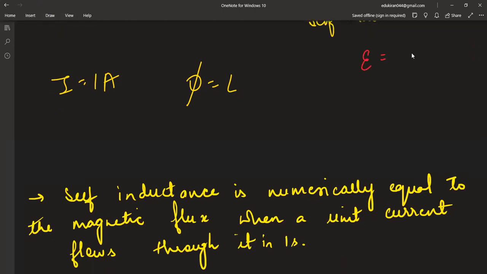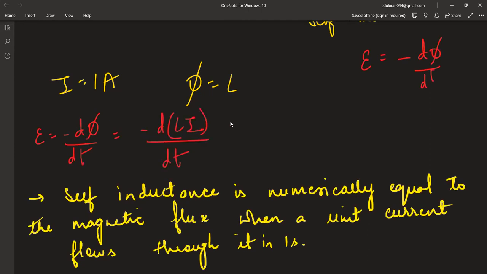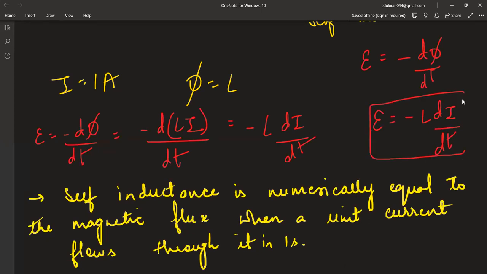We have studied E is equal to minus d phi over dt. What is phi now? Phi is equal to Li. So this is minus d(Li) over dt. Correct? Instead of phi, I have written Li. Take L common. What are you left with? The final formula of EMF is minus L di over dt. This is what is meant by self-inductance.